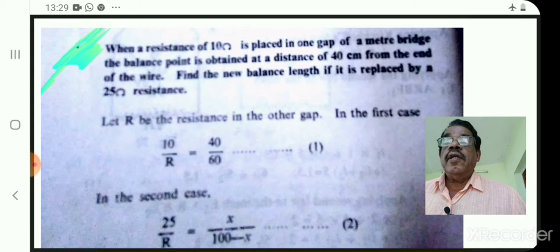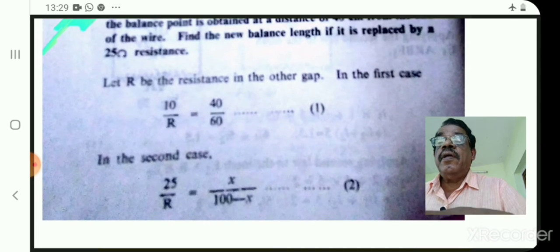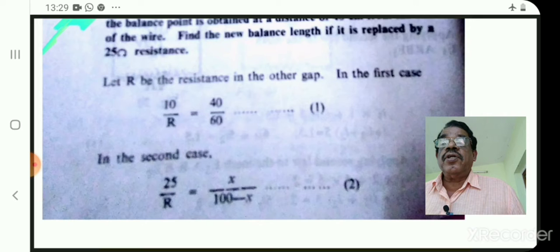In the first gap there is 10 ohm and the resistance in the next gap is unknown. The balance length is 40 centimeter. If you replace 10 ohm by 25 ohm, what is the new balance length? So for that we apply the relation x by r is equal to L by 100 minus L. Therefore 10 by r is 40 by 60, equation number 1.